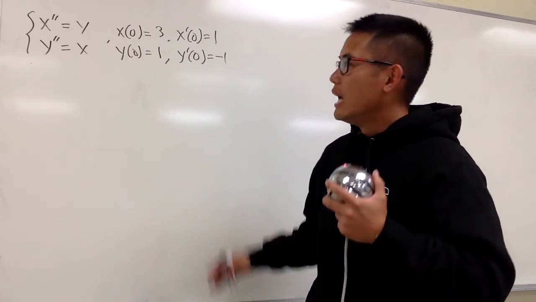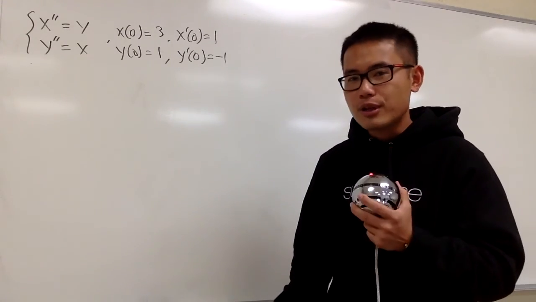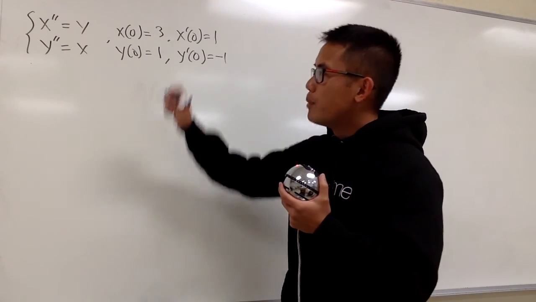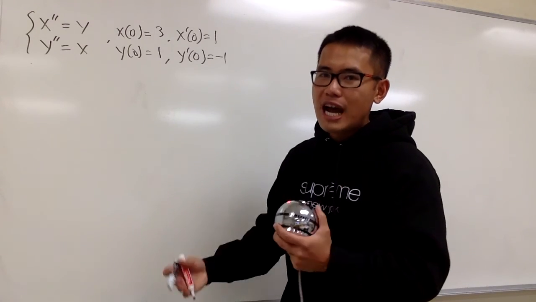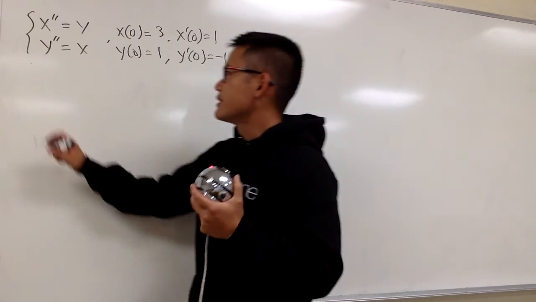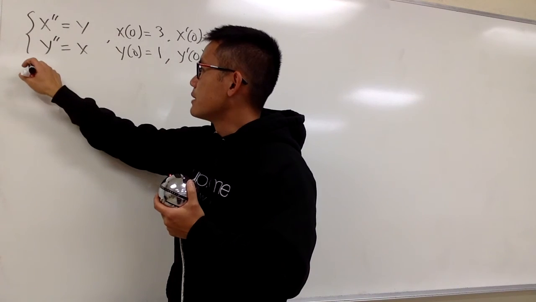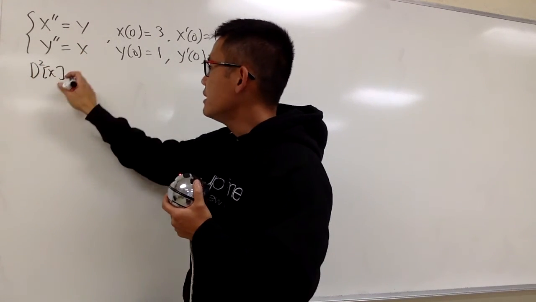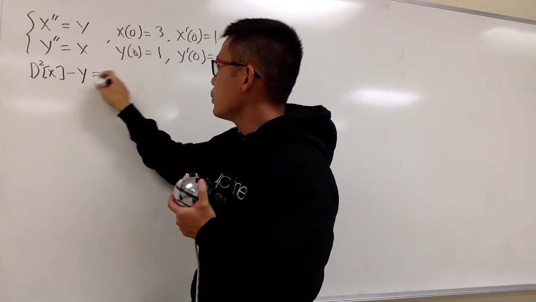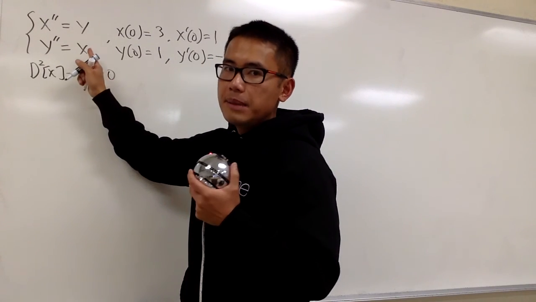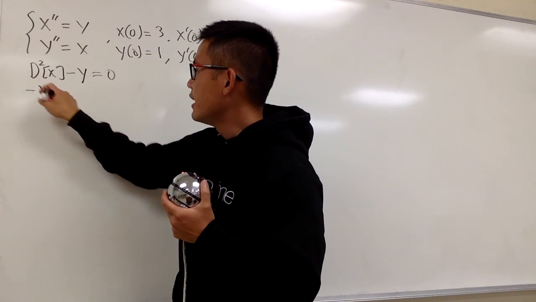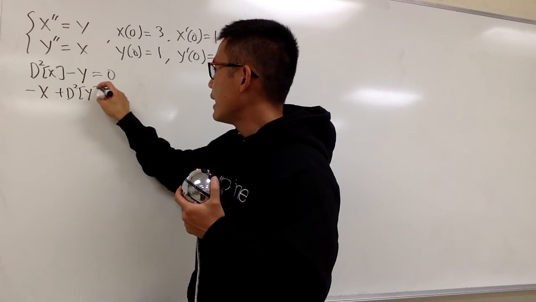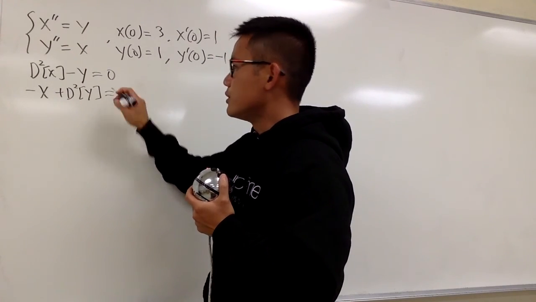Anyways, I'm going to utilize the capital D notation so that I can do this by elimination. And by the way, both x and y are functions of time, okay? Alright, so let's get going right here. x double prime corresponds to D squared x, and then we move the y to the other side, so we have minus y, and this will be equal to 0. And then for this one, let me first move the x to the other side, so we have negative x, and this is going to be plus D squared of y like this, and this is also going to be 0.